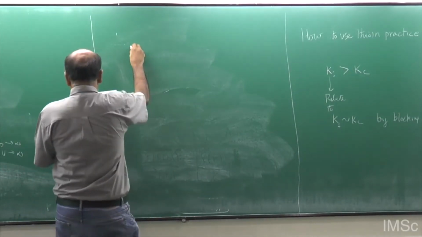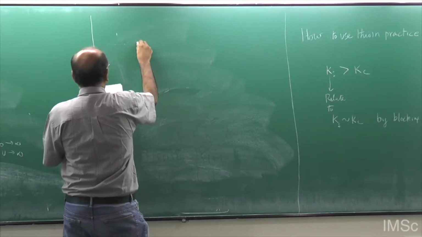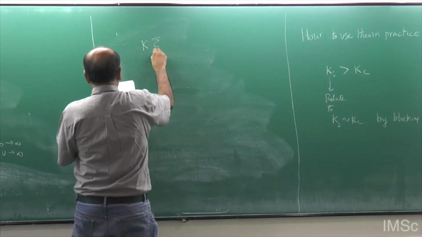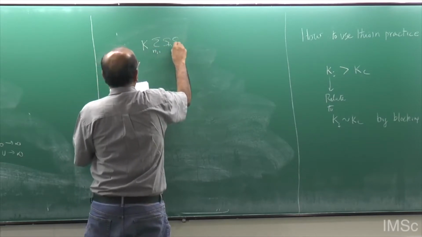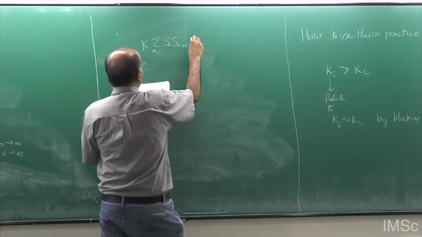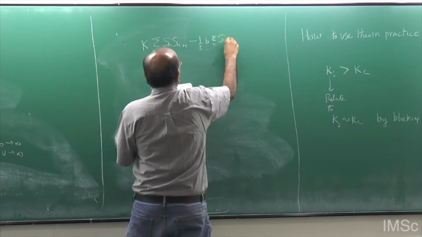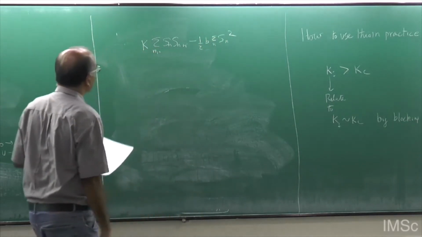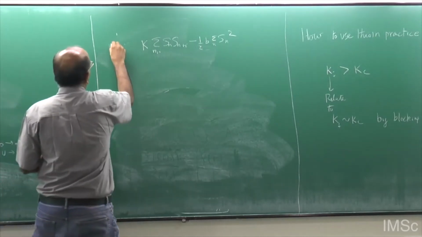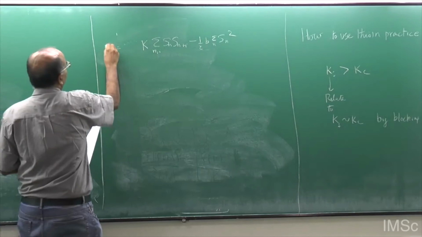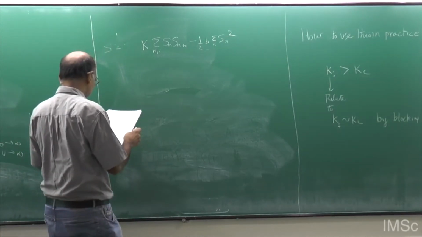So now my model is the following. Your Hamiltonian is K sum over n, Sn plus I minus half b sum over n, Sn squared. Okay? Or actually I should say, let me call it this S, whatever action, I've called it S.